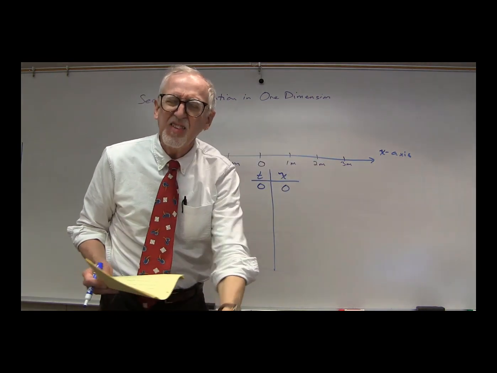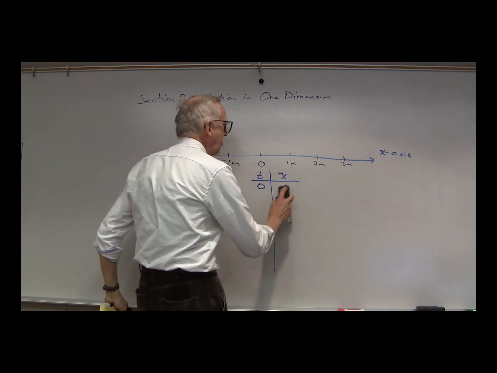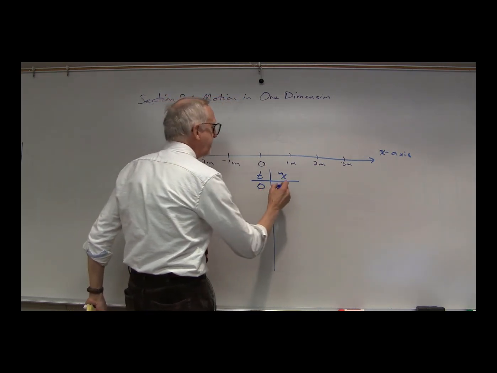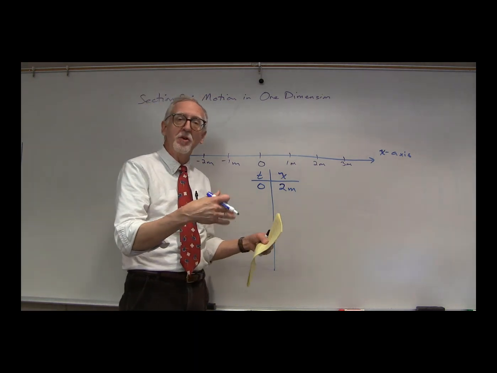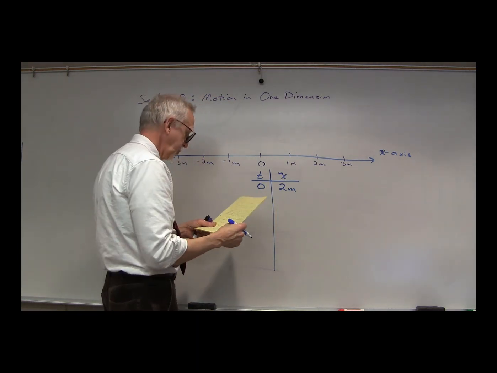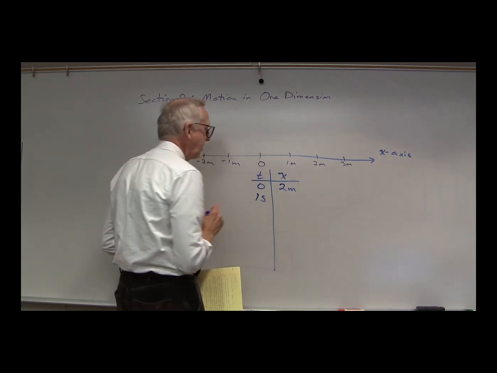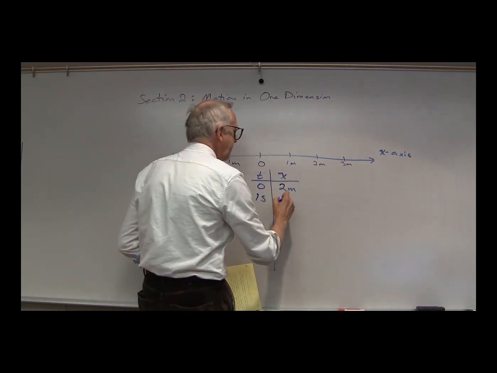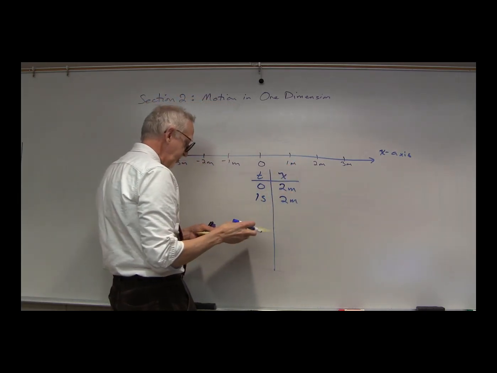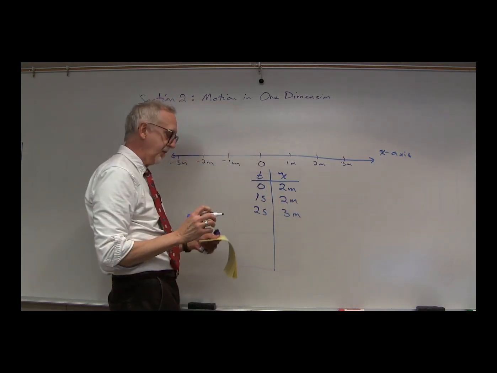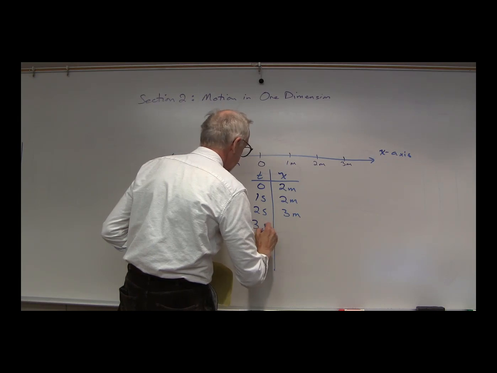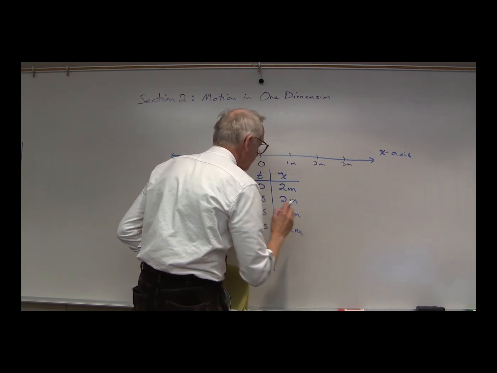Let's just say that when we start our clock, the person is at the position 2 meters. And then where is our person at different later times? We might say at 1 second, the person is perhaps still at 2 meters. At 2 seconds, the person is at 3 meters. At 3 seconds, the person is at -2 meters.